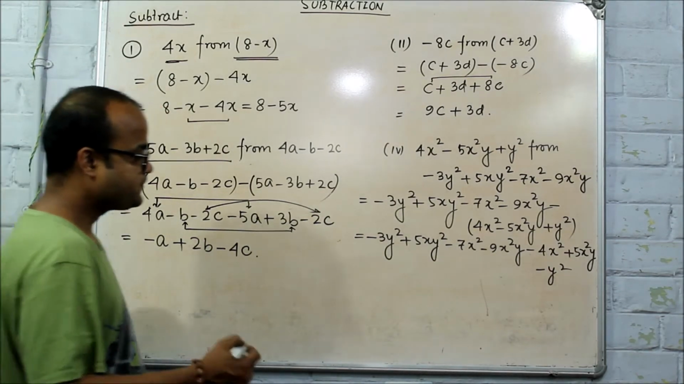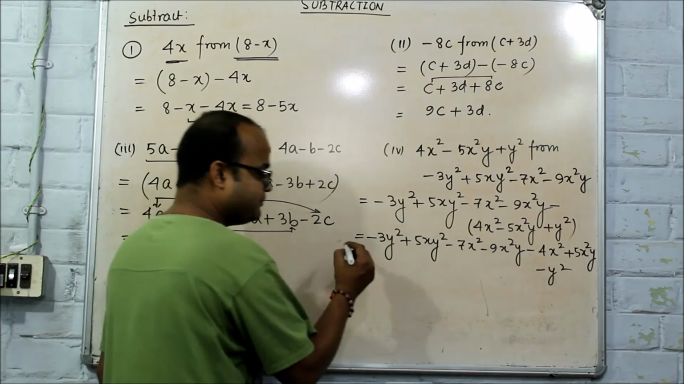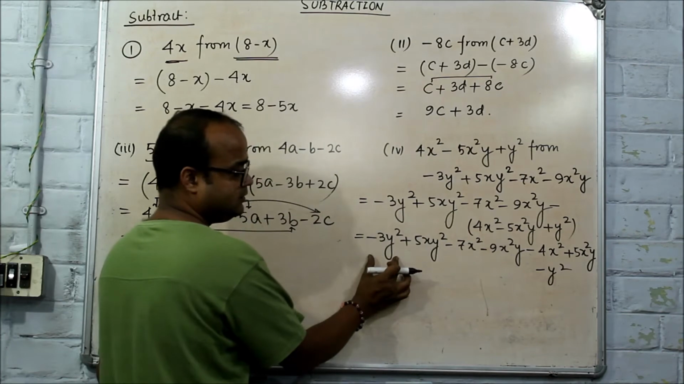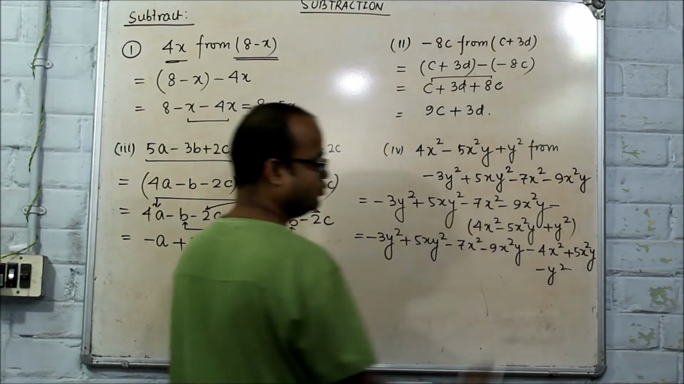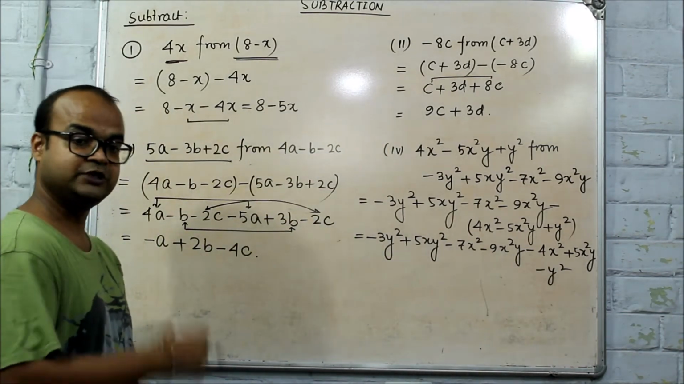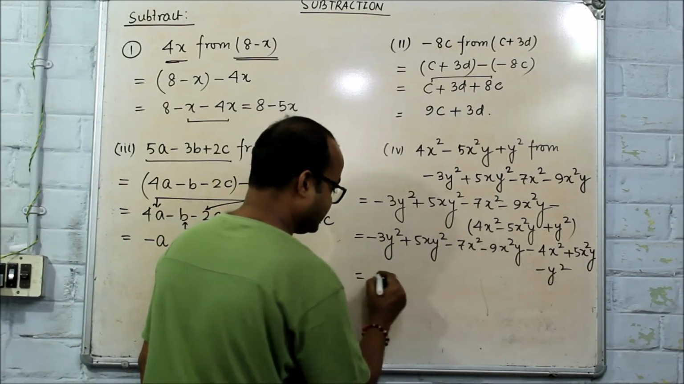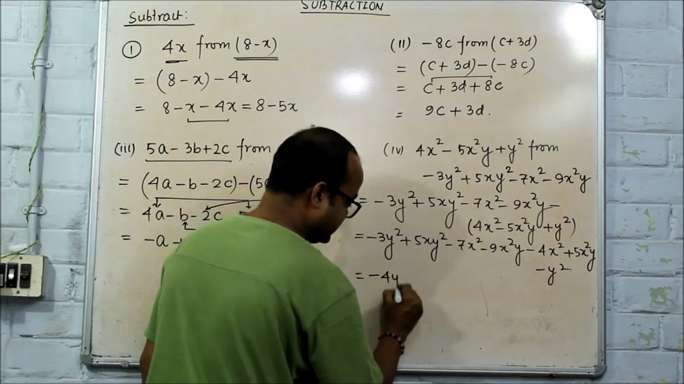Now we simplify with the like terms. So see, minus 3y square minus y square. Same sign, so they need to be added. So minus 3y square minus y square is equal to minus 4y square.